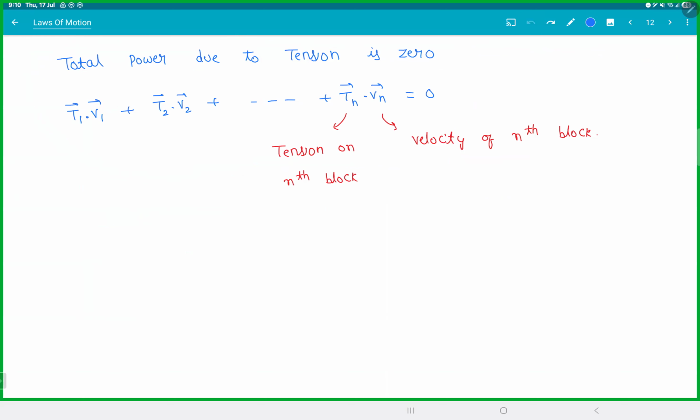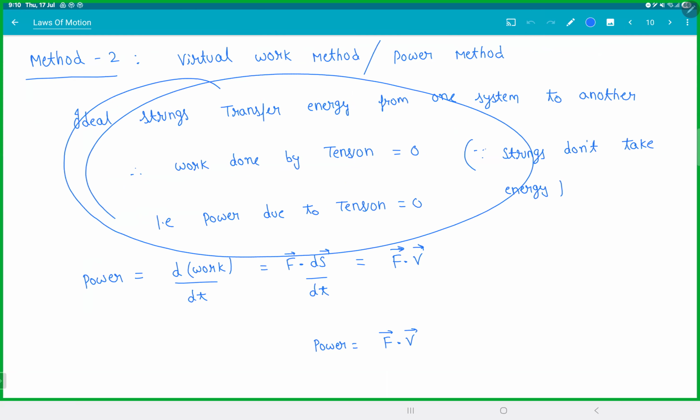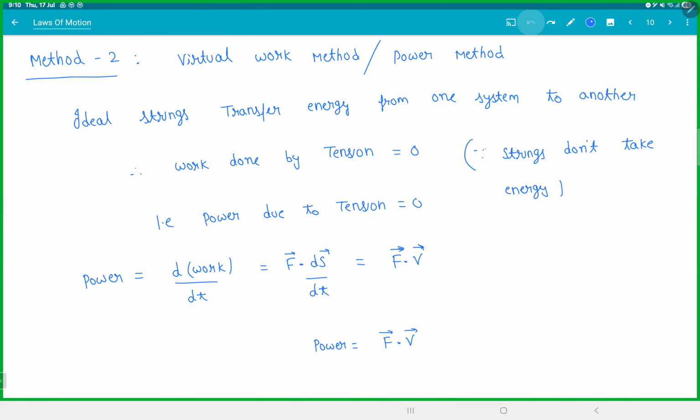So we don't include gravity because the velocity is already inclusive of that. No, that's not the story. You forgot the whole story. What did we say? What is the total work done by tension? Work done by tension is 0. So power due to tension is 0. I don't care about other forces.